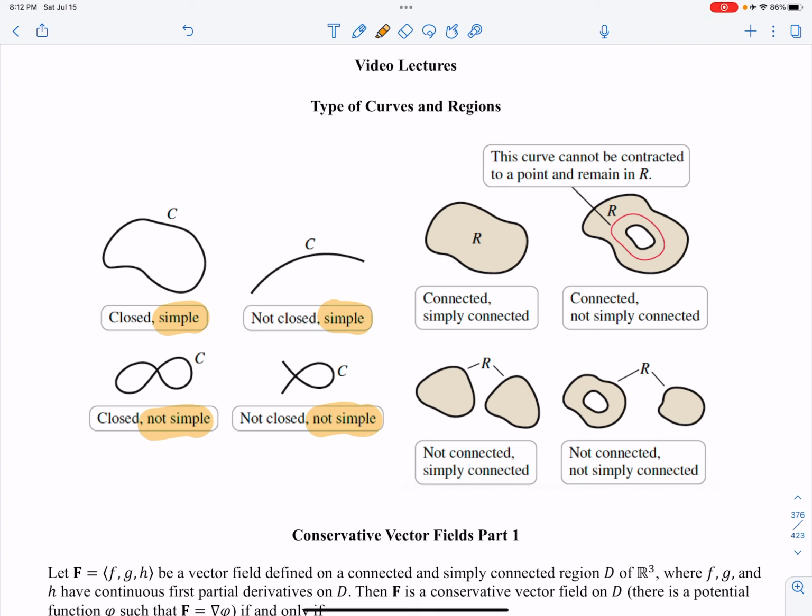For C again, we have simple and not simple. We can see the difference here. The simple ones on top, these two, don't overlap themselves at all. All right, the two curves on the bottom, they intersect each other at two different points, so that's where they are not simple. Okay, that's a curve.